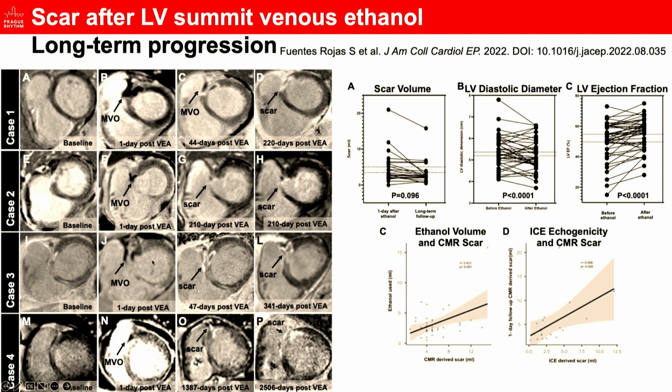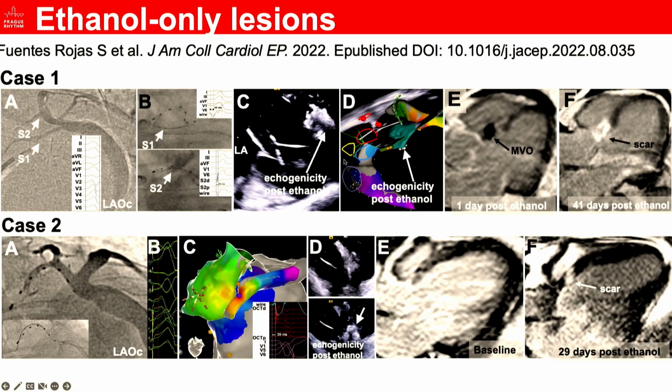These are more and more examples. Problem with this is that most of these cases had received concomitant or previous RF ablation. So we do have a couple of examples of alcohol-only ablation. Let me see if I can show this slide because I have it hidden. Yes, so these are two examples of alcohol-only, and the same phenomenon was shown where we had 1 day post-alcohol microvascular occlusion and 41 days delayed enhancement.